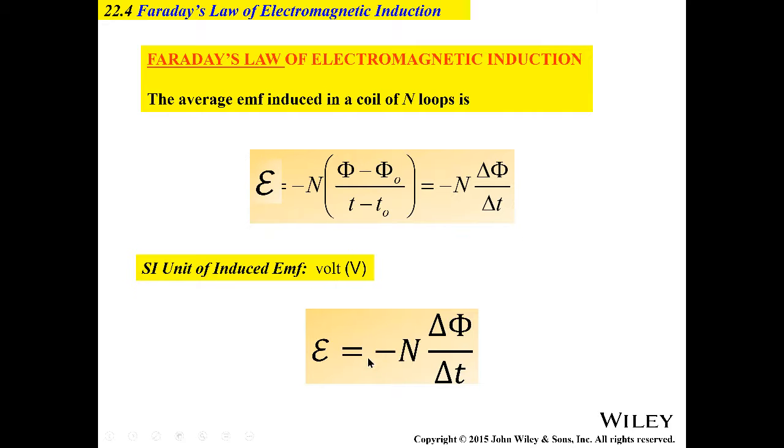All right, so basically, after the concepts involving induced EMF and motional EMF, the key formula in this whole chapter is this formula. Faraday's law of electromagnetic induction: the induced EMF is proportional to the number of loops times the rate of change of the magnetic flux through your coil.